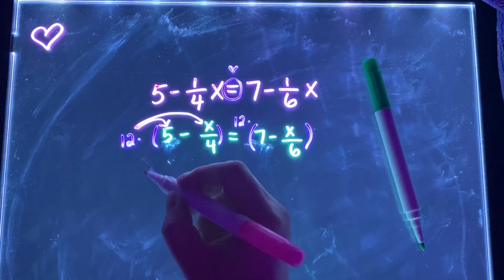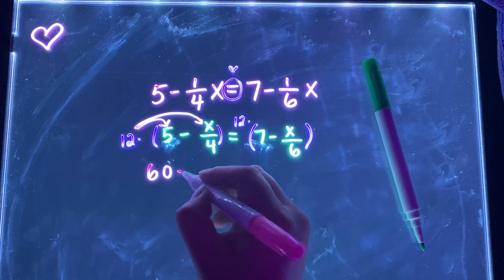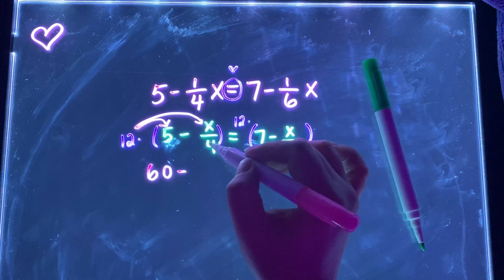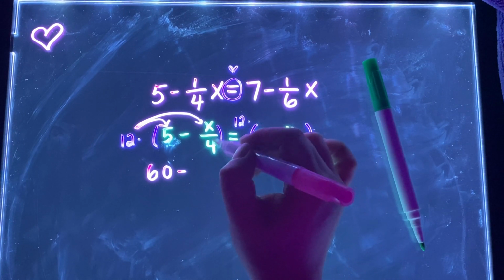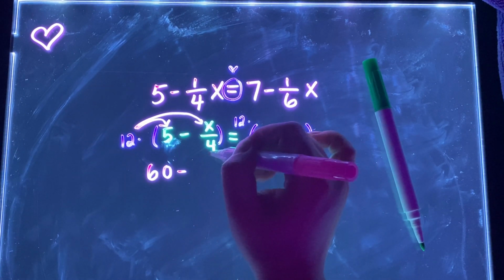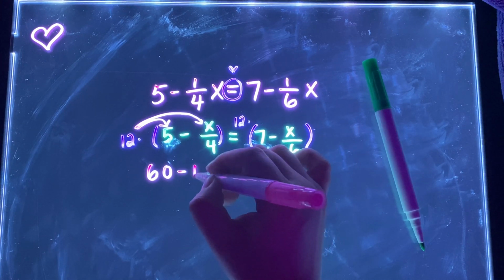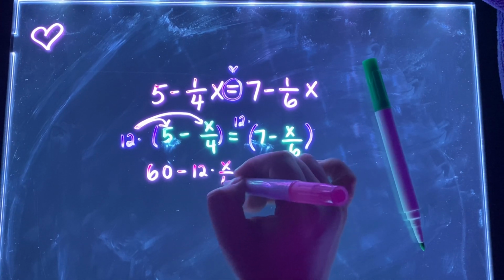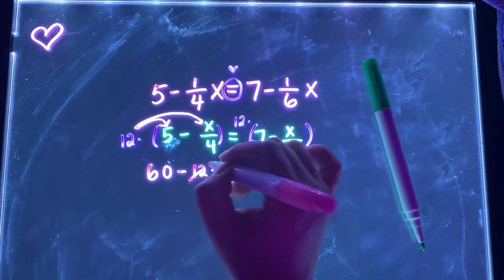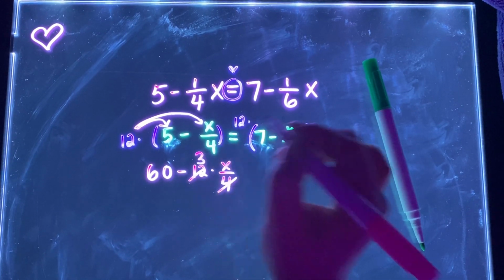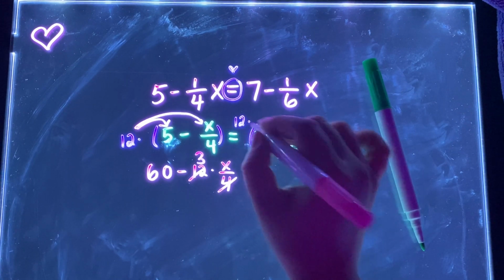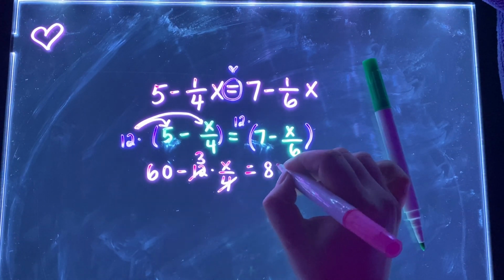So 12 times 5 is 60. 12 times x over 4. So if you found a proper multiple, the bottoms should cancel. The denominator should go away. So you have 12 times x over 4, and so this should cancel with this. And in this case, 12 divided by 4 is 3. And then here we have 12 times 7 is 84.